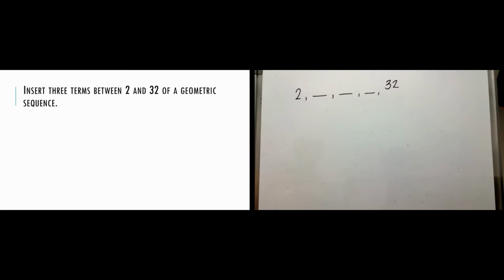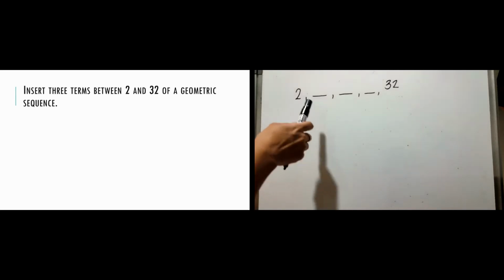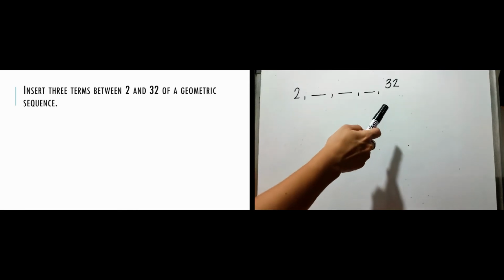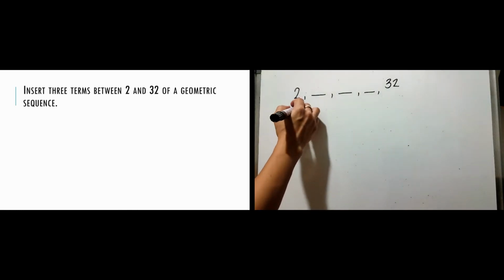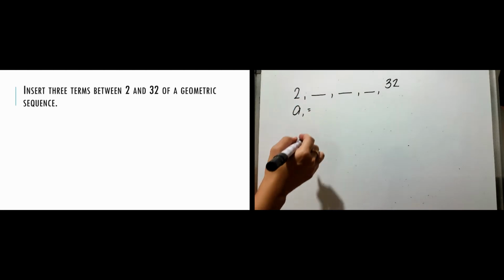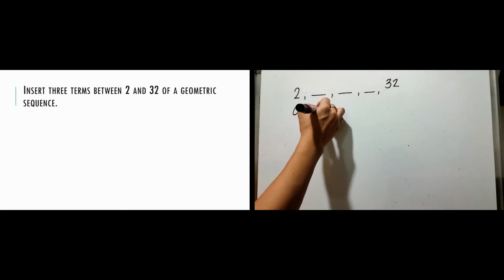Okay, so we need to insert 3 terms between 2 and 32 of a geometric sequence. So, let's have first the given. We have 2 and 32 is the last term. So, we need to insert 3 terms. So, we're going to use the first term, which is 2.